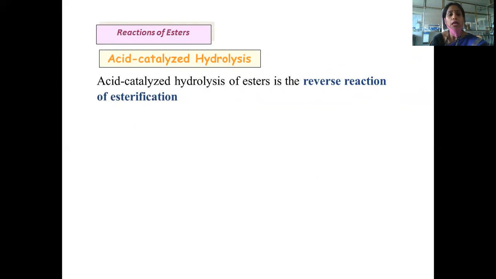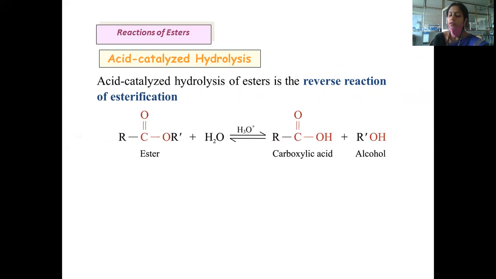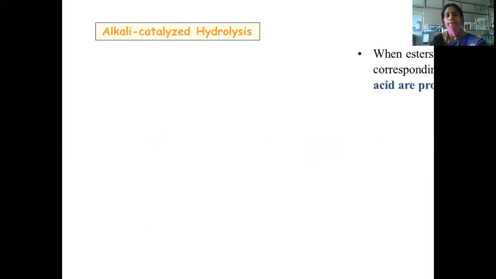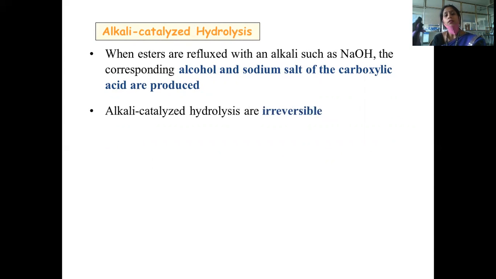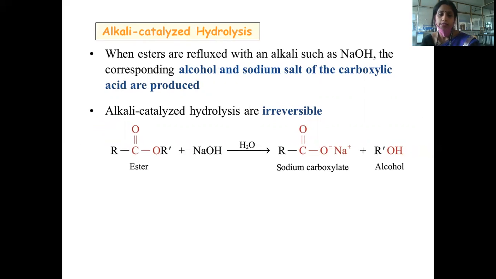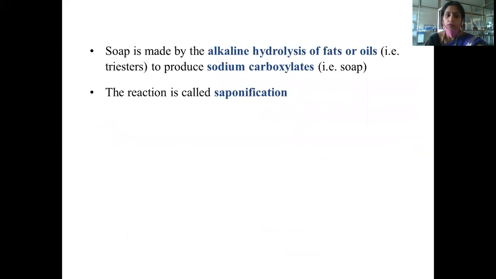Then some reactions of esters. So there is acid catalyzed hydrolysis. It is exactly the reverse of esterification. So acid hydrolysis of esters gives carboxylic acid and alcohol. If you see the base catalyzed hydrolysis, the base used is NaOH. So what we get is the alcohol plus the sodium salt of the carboxylic acid. But this reaction is different from the acid hydrolysis in that this reaction is not reversible. That one was reversible. This is not reversible.